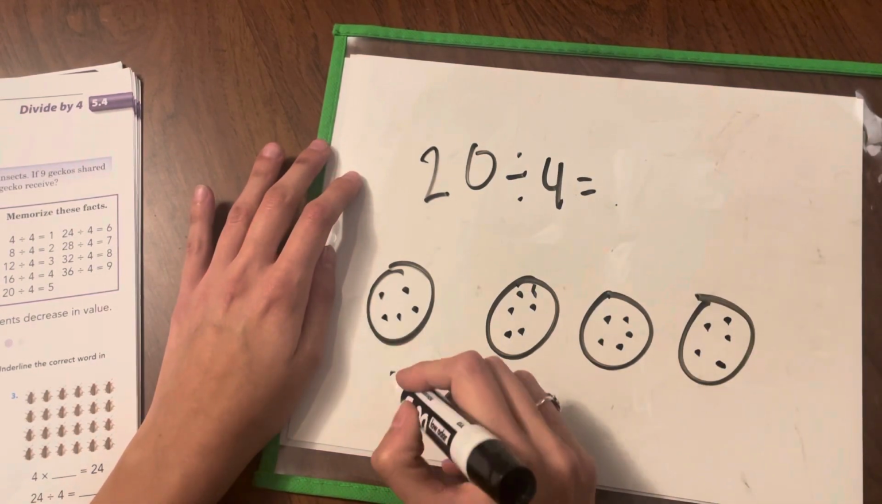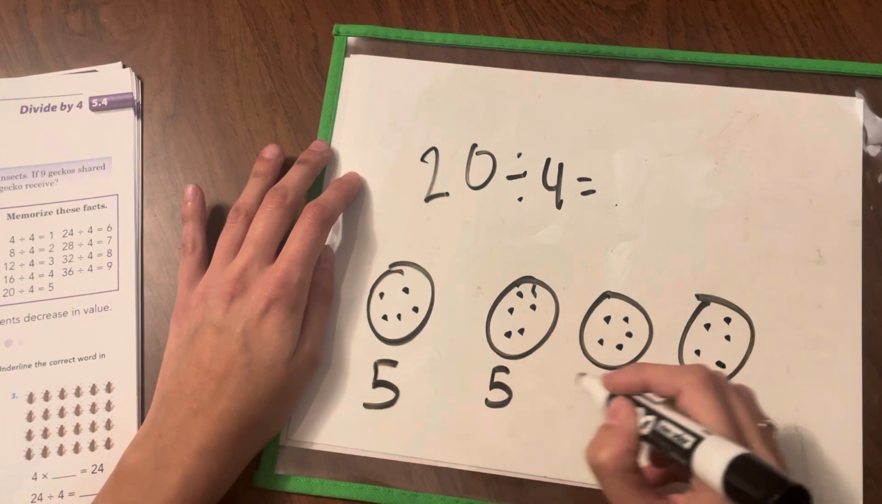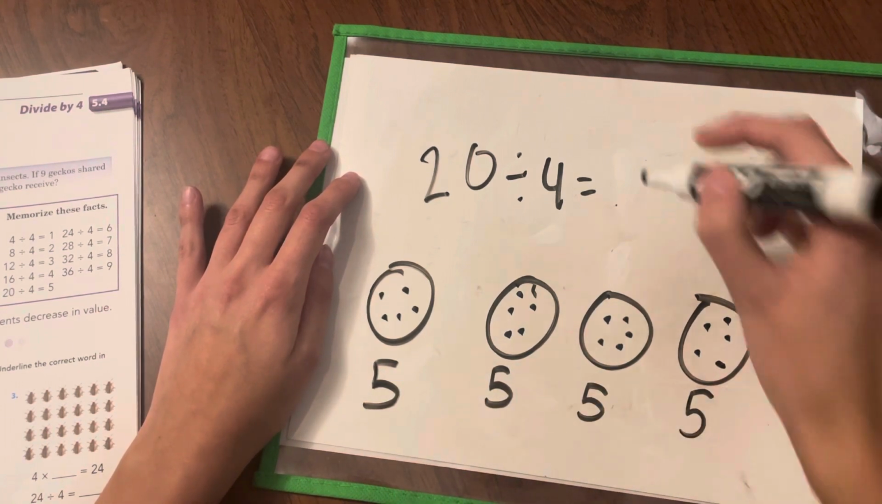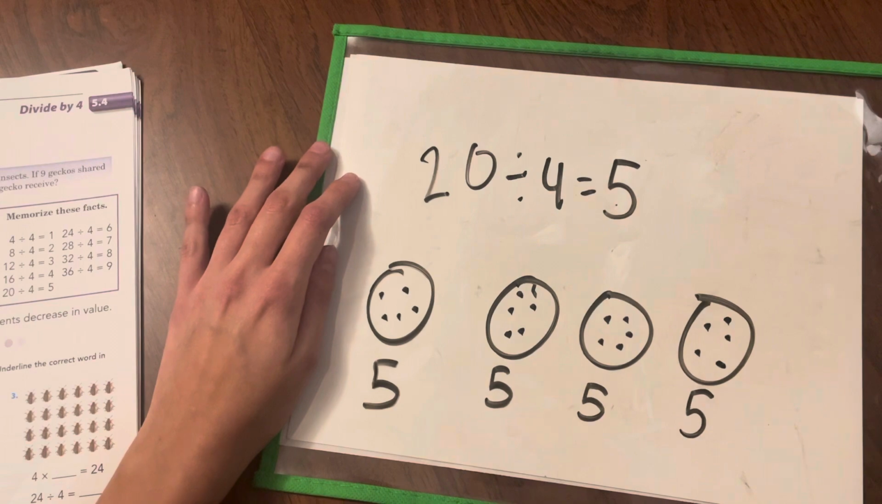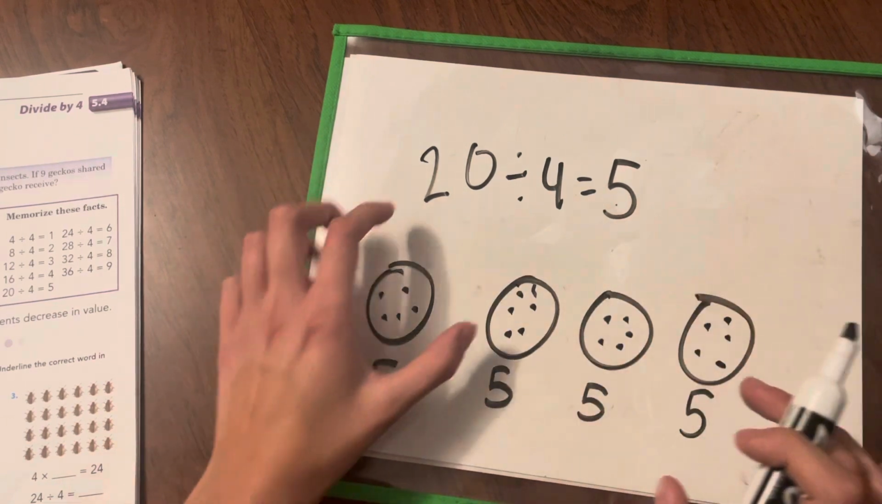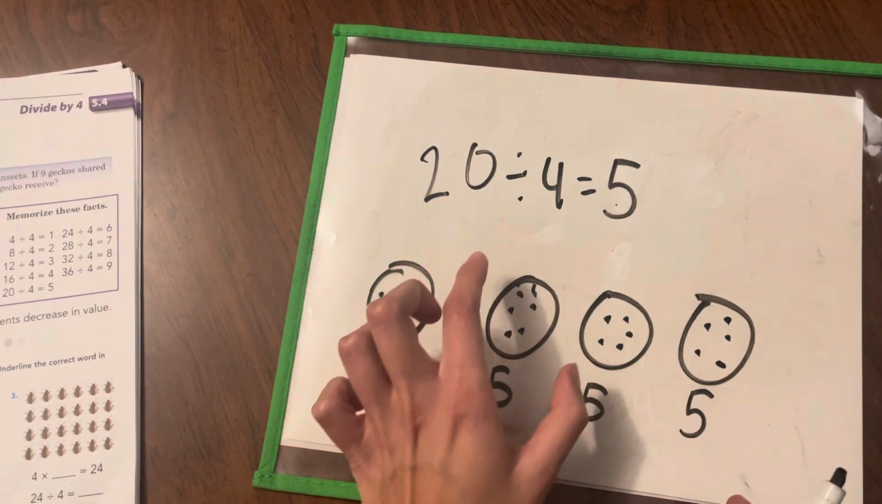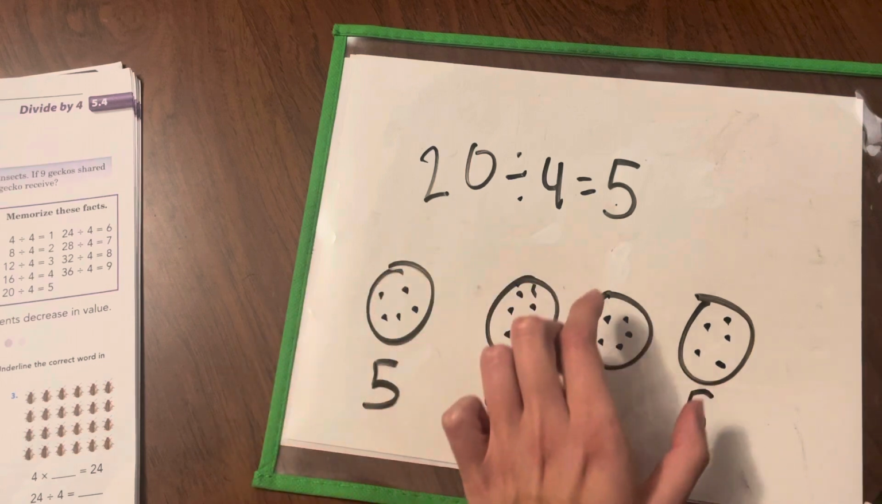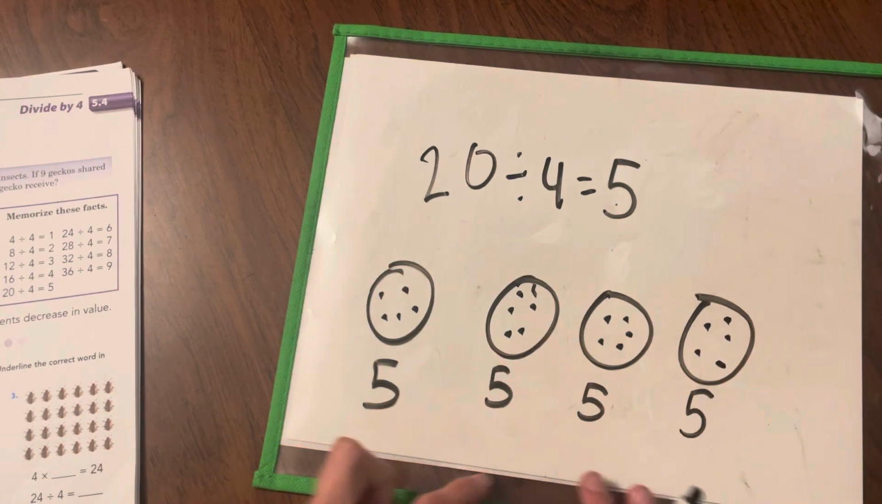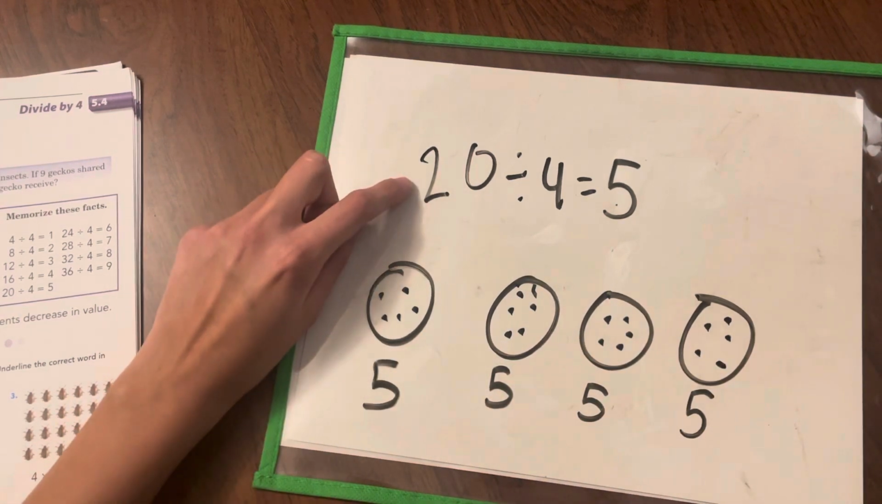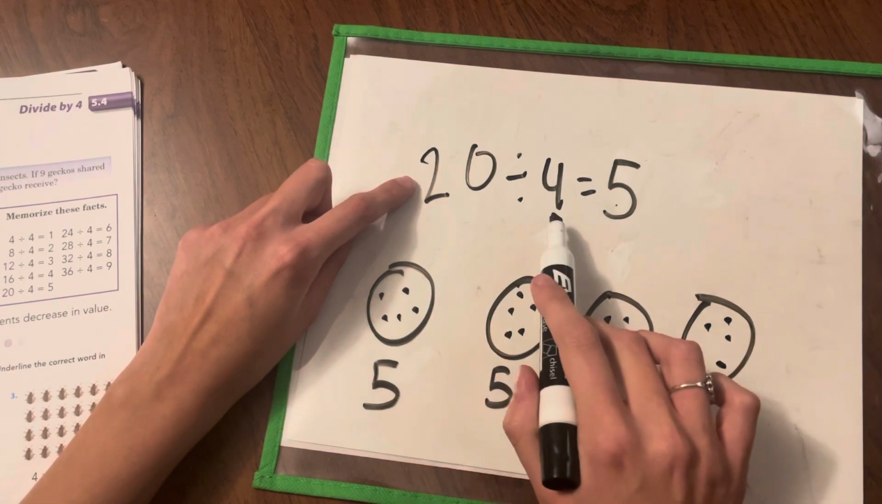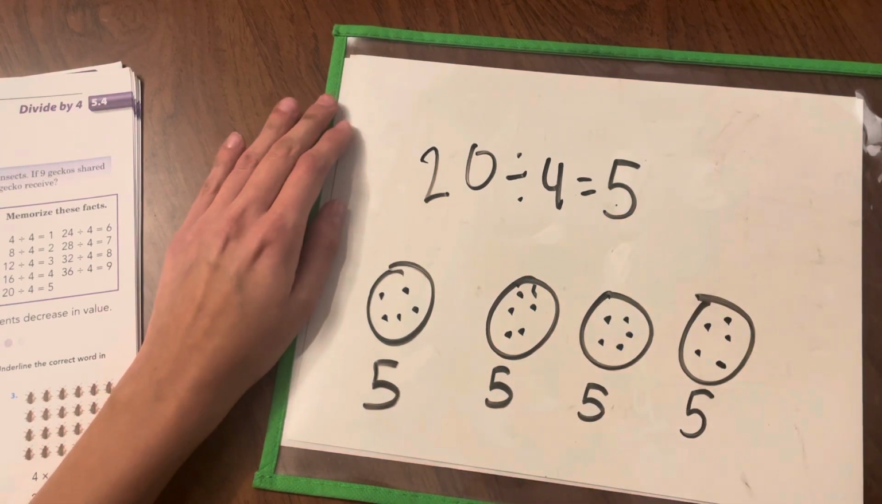And then I can go back and count. There's 5 in each group. So that means my answer is 5 because I subtracted groups of 5. Here's a group of 5, here's a group of 5, here's a group of 5, here's a group of 5, here's a group of 5 into my 4 equal groups. So I have 20 dots total, 4 groups, and there's 5 in each group.